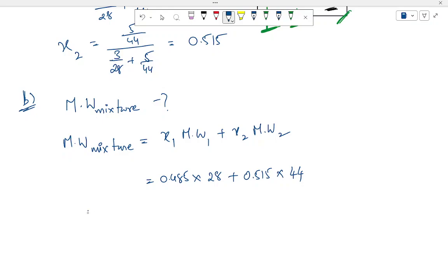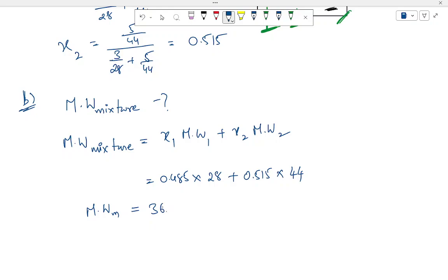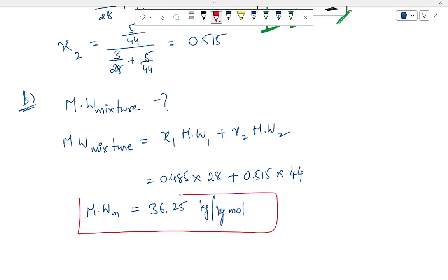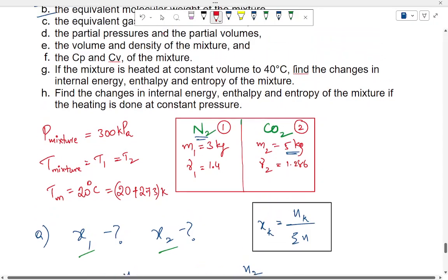You can substitute that. So the molecular weight of the mixture will turn out to be, you calculate that and you will get this value as 36.25 kg per kg mole. That is the value of your equivalent molecular weight or the total molecular weight of the mixture. This is how you will find. So you are done with the question B here.